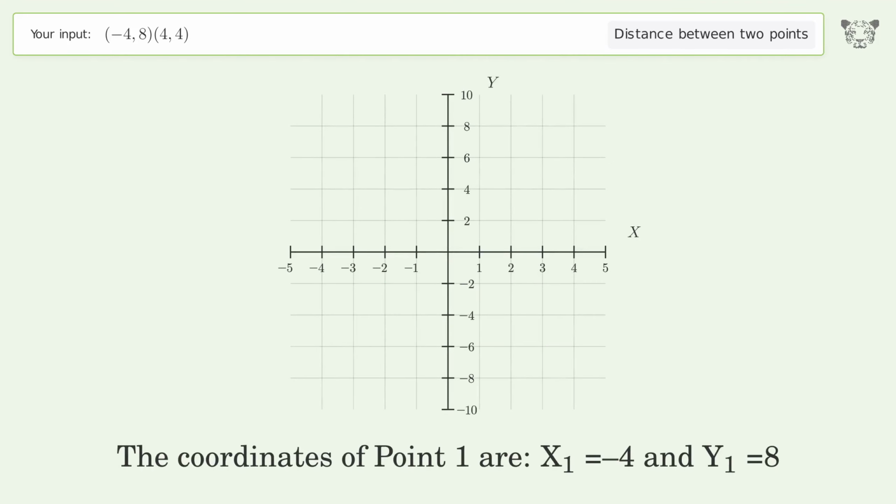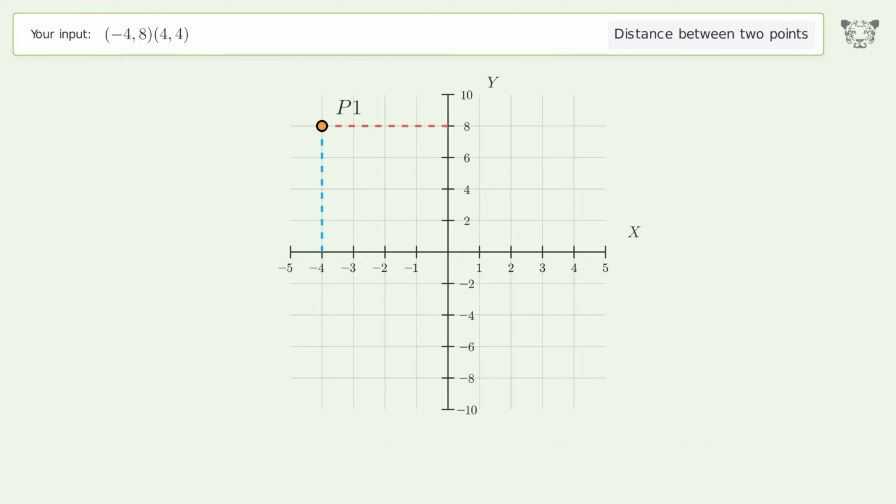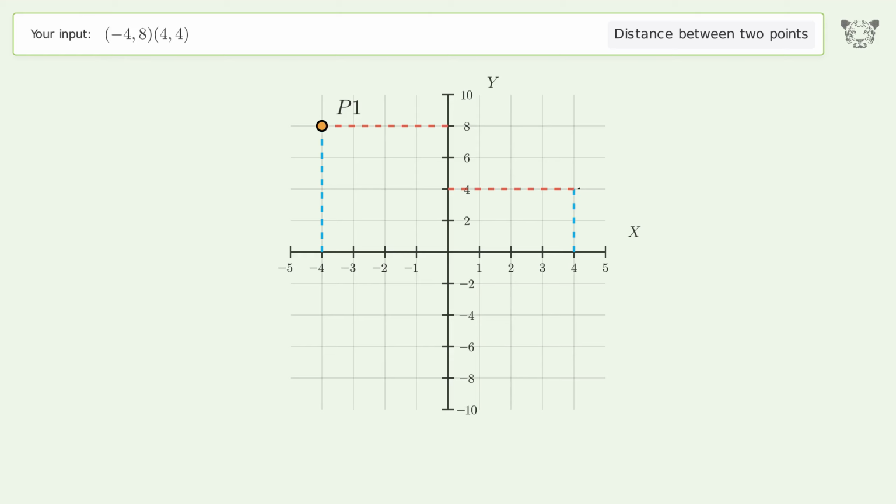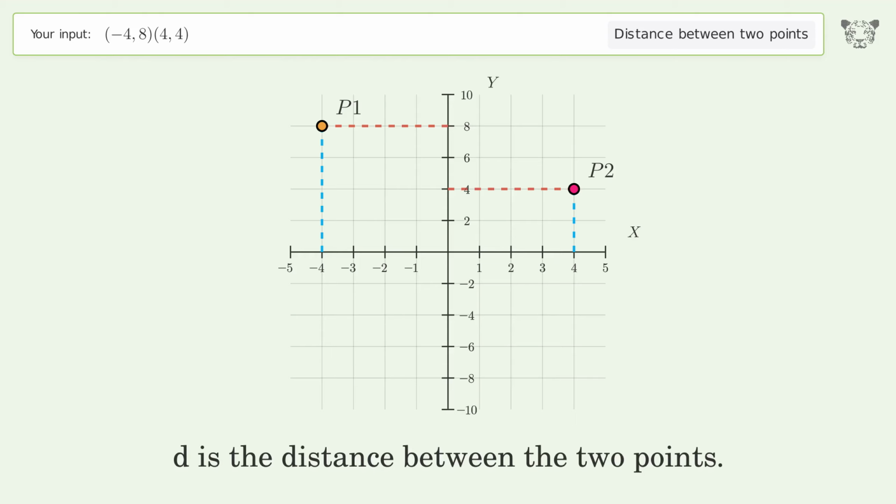The coordinates of point 1 are, x1 equals -4 and y1 equals 8. The coordinates of point 2 are, x2 equals 4 and y2 equals 4. D is the distance between the 2 points.